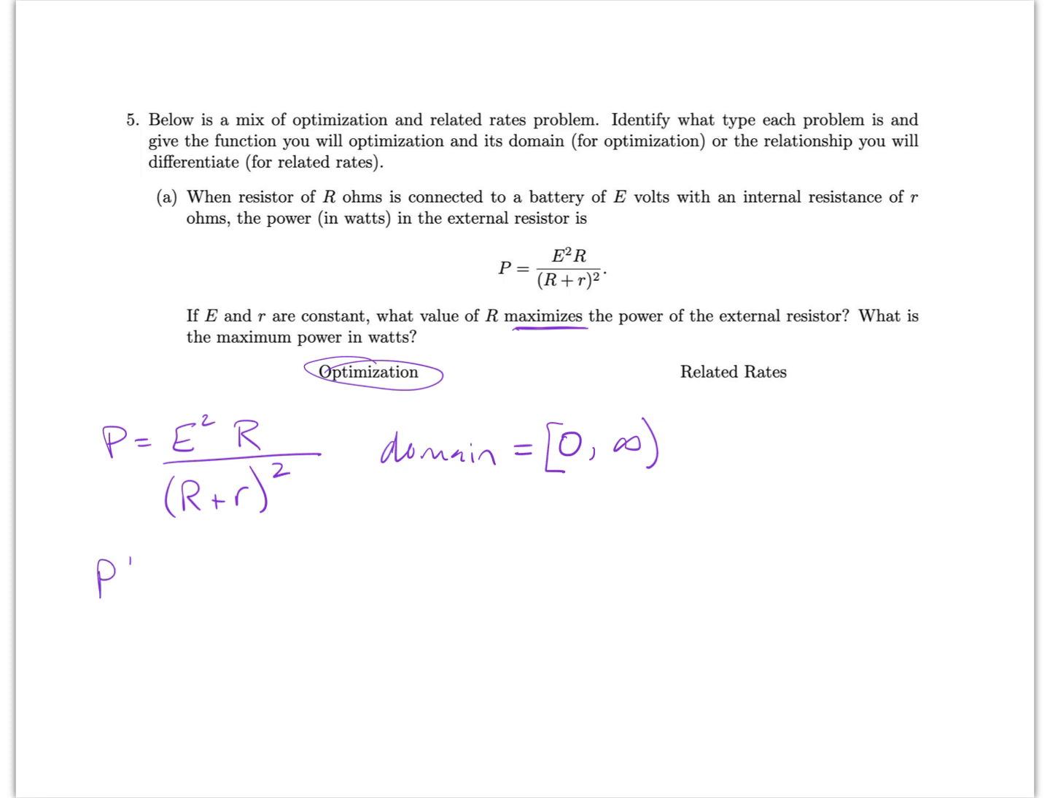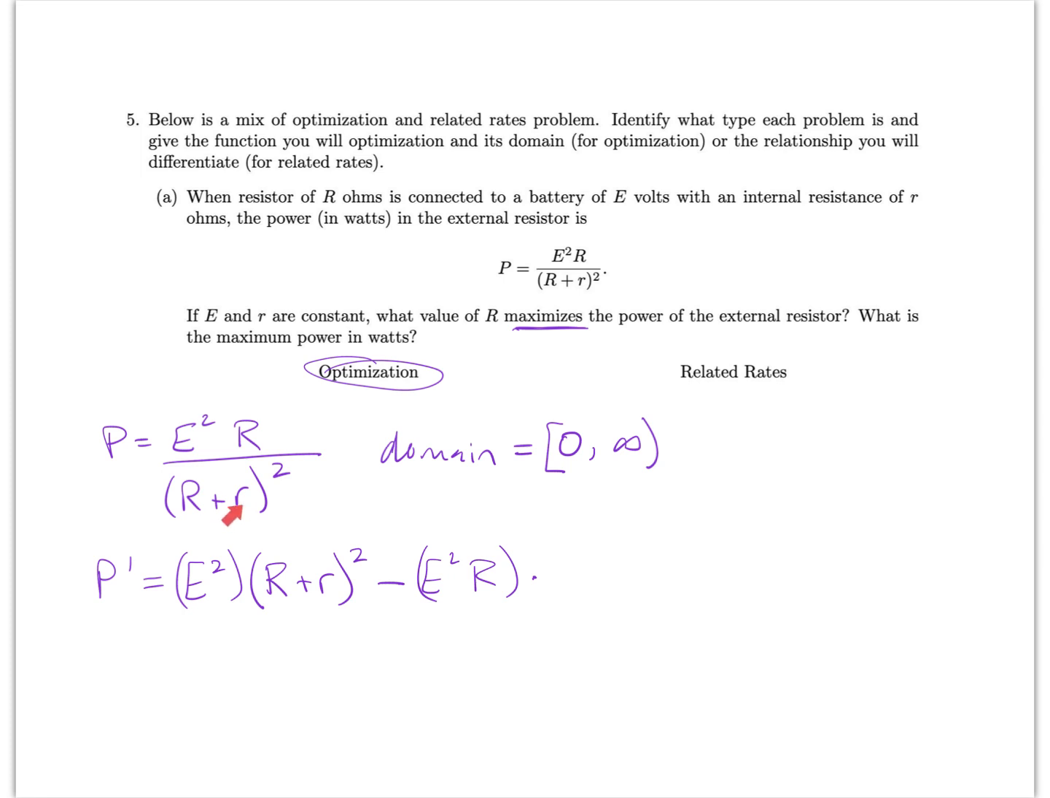So I'm going to take P prime, its derivative, noting that capital E and little r are constants. Those are just numbers. So the derivative of E squared r is just E squared. I'm going to have to do the quotient rule to take this derivative. So I'm going to have f prime, the derivative of my numerator, which is E squared. So that's f prime g, where g is just the plain old denominator, doing nothing to it, minus f, which is E squared r, times g prime, the derivative of my denominator.